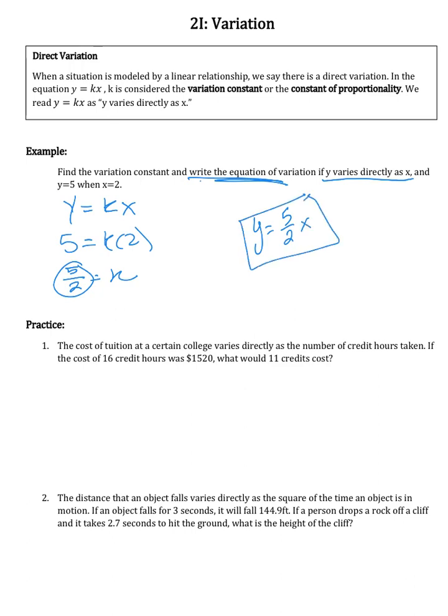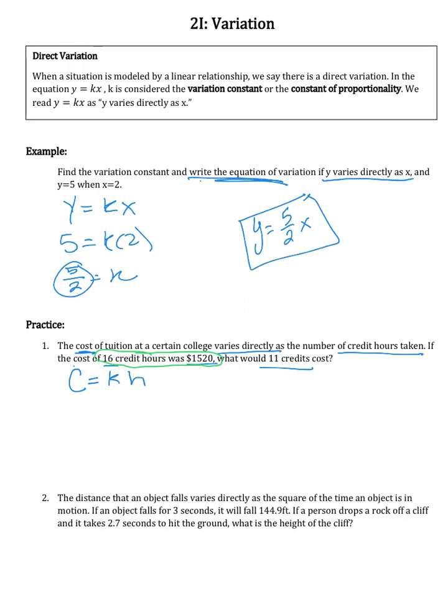If we look at a word problem, it says the cost of tuition at a certain college varies directly to the number of credit hours. So cost varies directly to credit hours. If the cost of 16 credits is 1,520, what would 11 credits cost? So we're going to use this information here, the 16 and 1,520, in order to set up our equation of variation, and then we can use the 11 later.